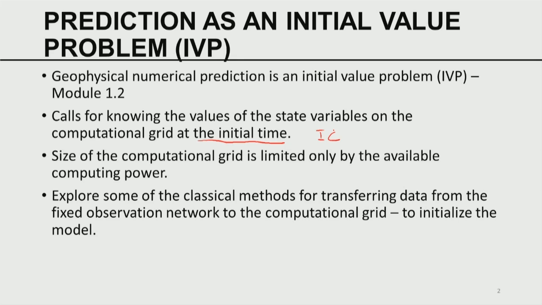So we will now assume a few things that are needed to get going. I know the computing power. Contingent on the computing power, I have already decided on the maximum size of the grid I could compute. I have the model dynamics discretized on the chosen computational grid, which is consistent with the computing power. So, continuous time models have been discretized, reduced to discrete time models. Whether it is a continuous time model or a discrete time model, so long as it is a dynamic model, I need initial conditions. So, I am now going to explore some of the classical methods for transferring data from the observation network to the computational grid so as to initialize the model.